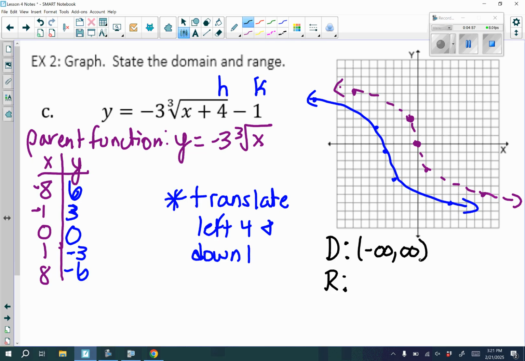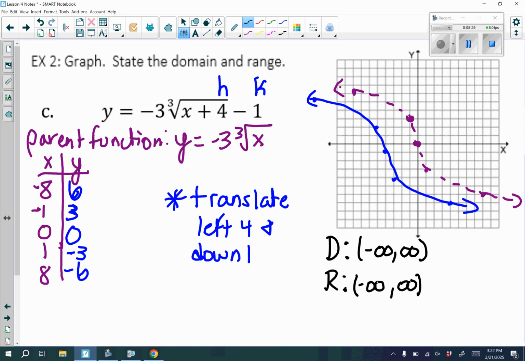For range, this is also the same. Notice that the arrow going to the left is not only going left, it's also going up, so we go to positive infinity for our y's. The arrow going to the right is not only going right, it's also going down, so we go to negative infinity. So the domain and range for every single cube root function, no matter what, will always be negative infinity to positive infinity. When you're doing these problems, automatically write the domain and range because they will always be negative infinity to positive infinity.